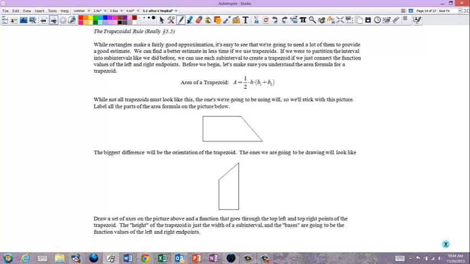It says, while rectangles make a fairly good approximation, it's easy to see that we're going to need a lot of them to provide a good estimate. We can find a better estimate in less time if we use trapezoids. So we're just basically going to do the area of a trapezoid. They're going to be oriented upright, where this is base 1, this is base 2, and this is the height. If you recall from geometry, the formula for the area of a trapezoid is 1/2 height times b1 plus b2.